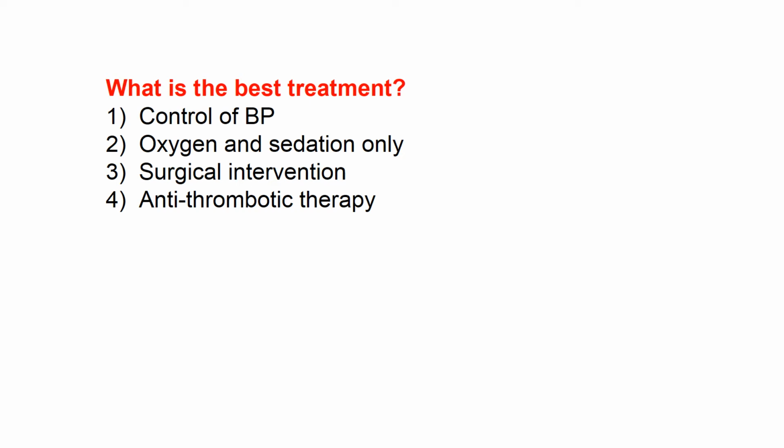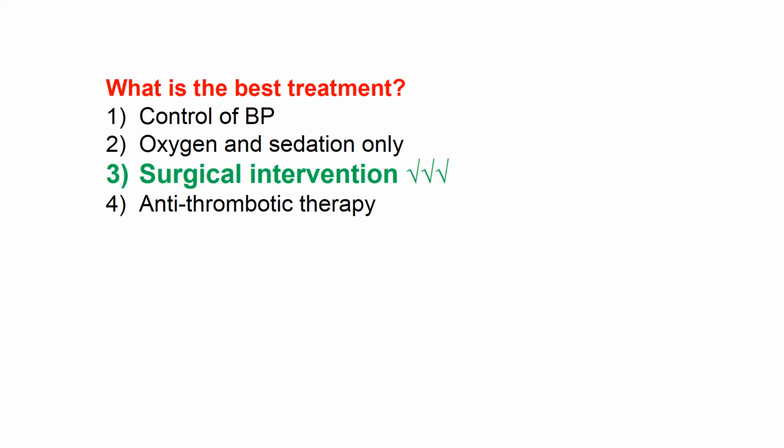What is the treatment of choice of acute aortic dissection? Is it control of blood pressure? Is it oxygen and sedation only? Is it surgical intervention or antithrombotic therapy? Definitely the correct answer is surgical intervention, as the mortality rate is very high, especially in the first 48 hours, so early surgery is highly indicated.